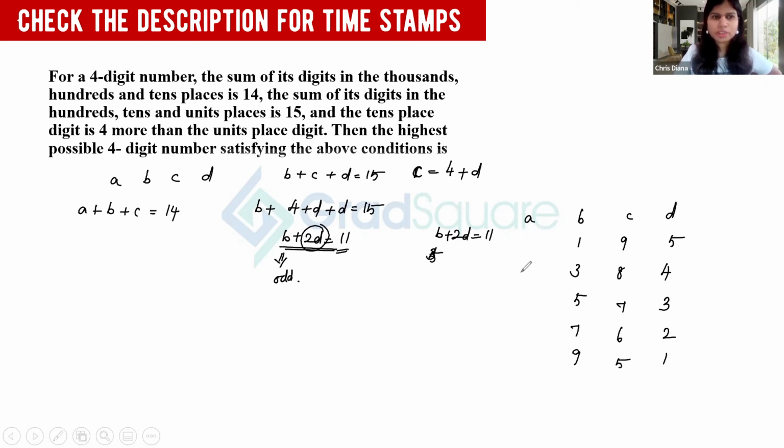Now I just have to figure out the values of A. I know A plus B plus C has to be 14. So this is already 10, so this has to be 4. Now this is already 11, so this has to be 3. So you see that the terms will keep on decreasing here. 7 plus 5 is 12, so this will now become 2. This will become now 1. This will be 0, so this is not at all a possible value. So the highest possible 4-digit number satisfying the above conditions is nothing but 4195. And this was the expected answer.